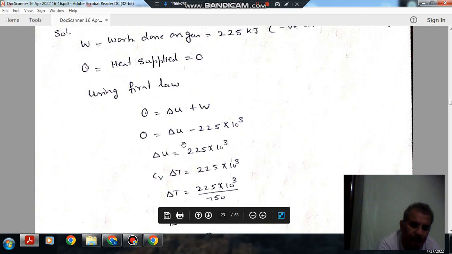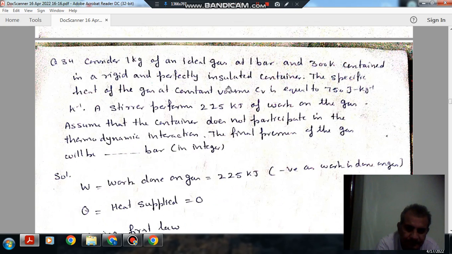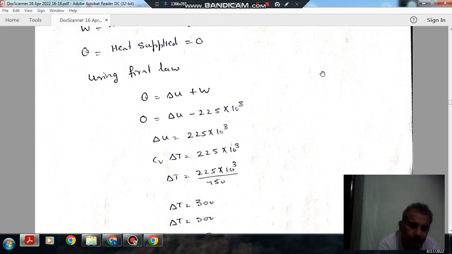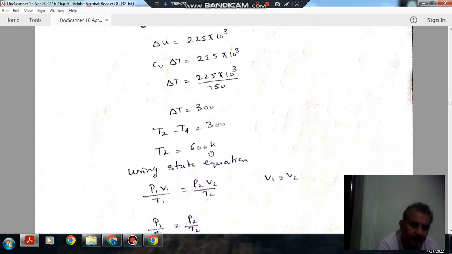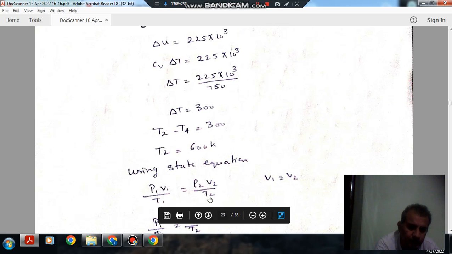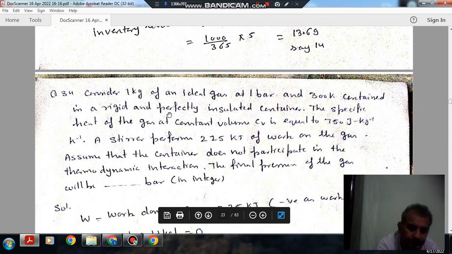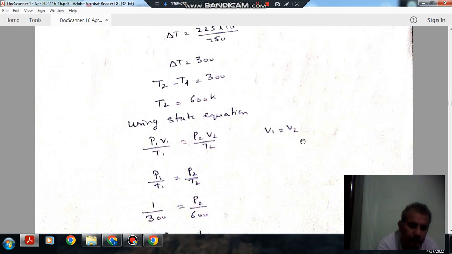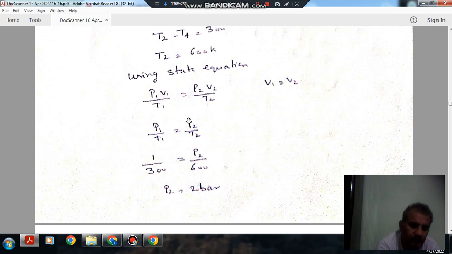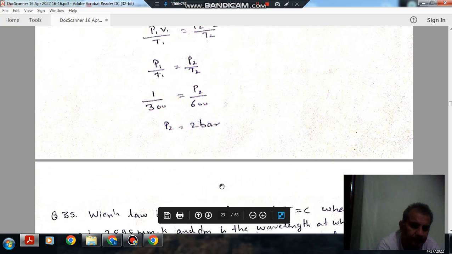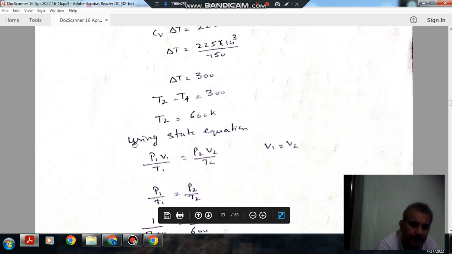The initial temperature T1 is 300 Kelvin, so T2 is 600 Kelvin. So the final temperature is 600 Kelvin. Using the state equation between 1 and 2, we have P1 V1 by T1 is equal to P2 V2 by T2. As the vessel is rigid and perfectly insulated, there will be no change in volume, so V1 is equal to V2. So P1 by T1 is equal to P2 by T2. Now we have all these values, and P2 is 2 bar. The answer is 2 bar.